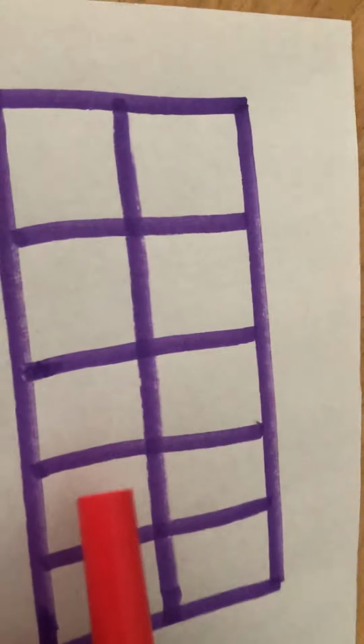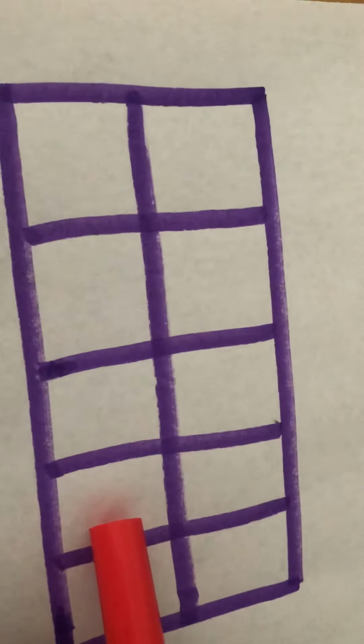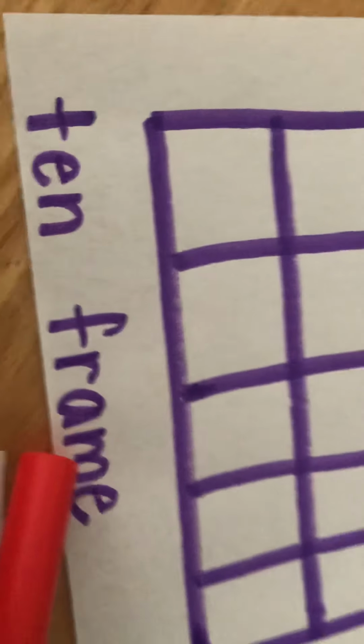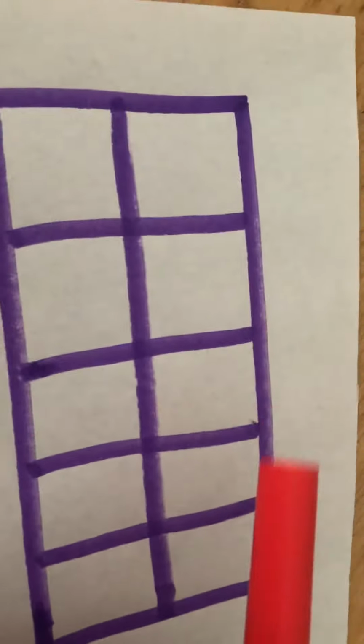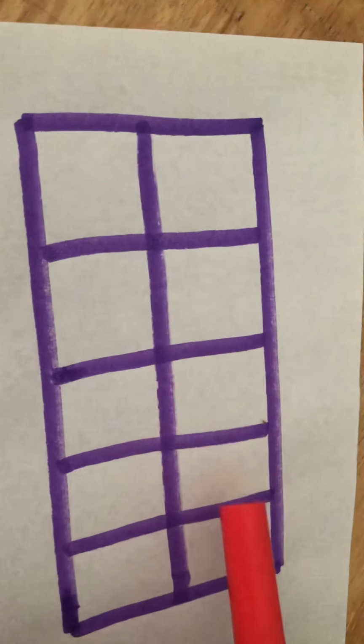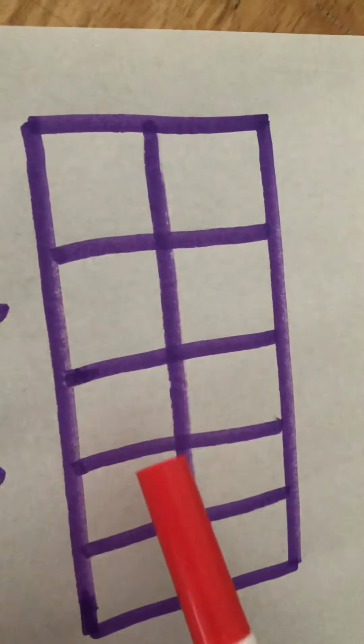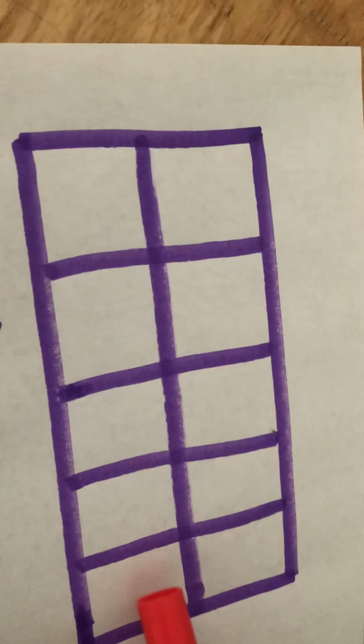And I thought we could use one of these to help us count. Do you know what this is called? Have you seen one of these at school before? I bet you have. It's called a 10 frame. And if we count, we notice that in this rectangle we have 10 squares. Let's count. 1, 2, 3, 4, 5, 6, 7, 8, 9, 10.